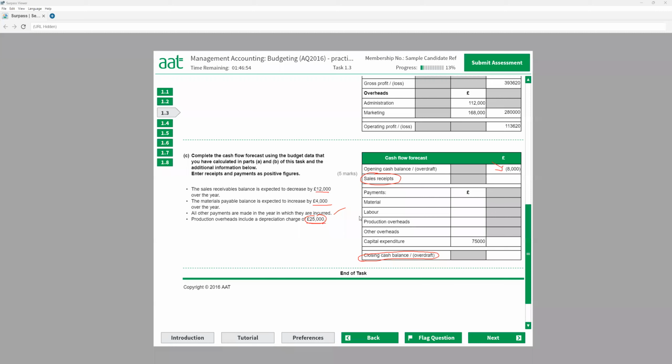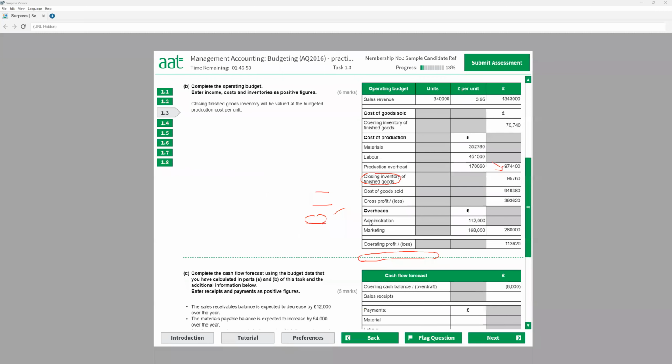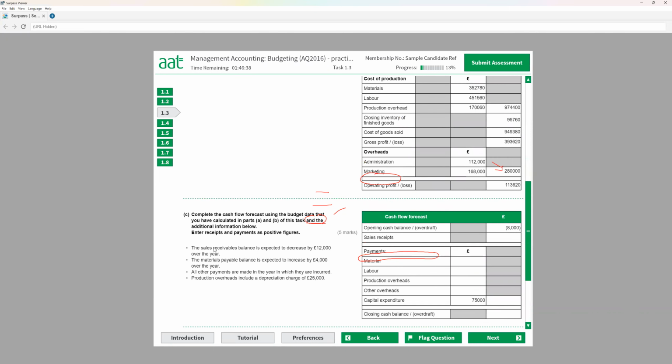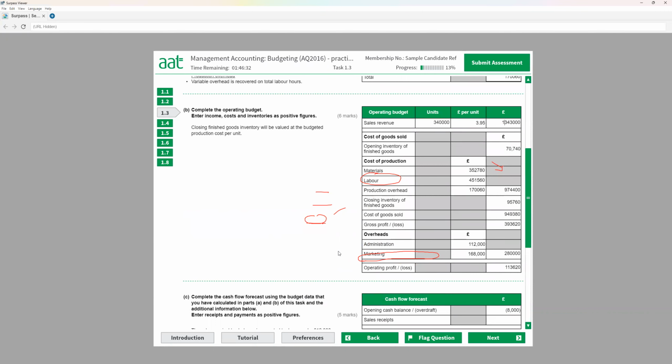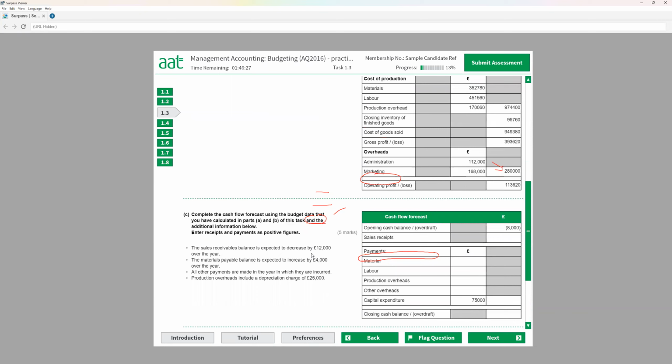So if you go back, our sales was 1,343,000. Now the question is how much we receipt during this period. We have to find it out. The question said sales receivables are expected to decrease by 12,000. So it will be decreased by 12,000. If it is a decrease, be very careful with that.